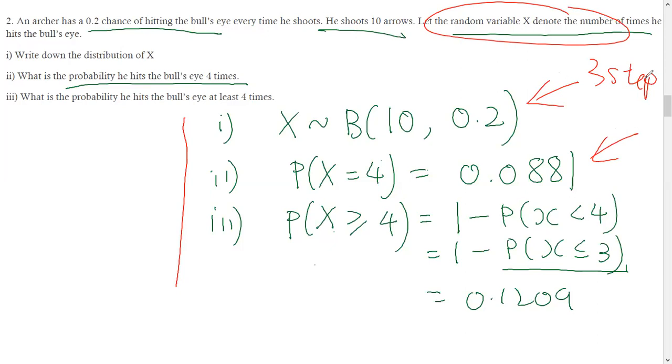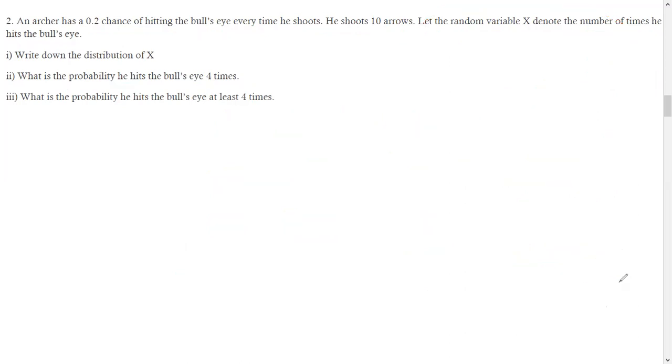That's why all along, statistics has been a very happy chunk of H2 Maths for most students, because it's easy. So don't make it complicated for yourself. All right, let's move on.